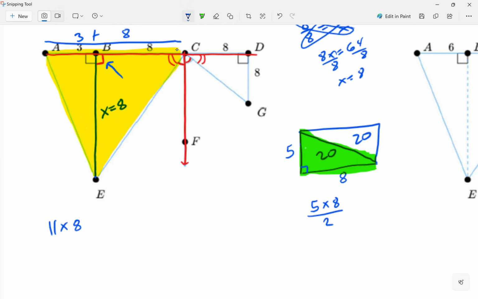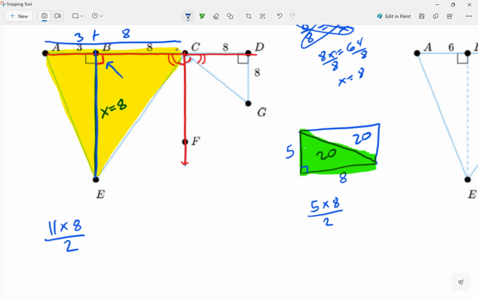What are the two sides that make the 90-degree angle? One side is 11. The other side is here, 8. So I have to go 11 times 8. And then my result, I'm going to divide it by 2. I can type in a fraction. I can type it in on my calculator, right?